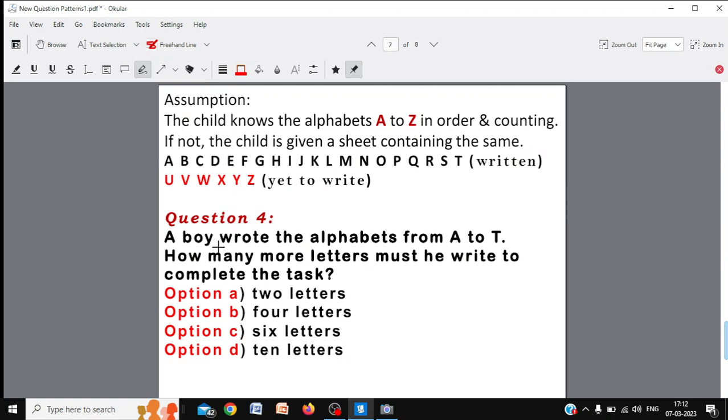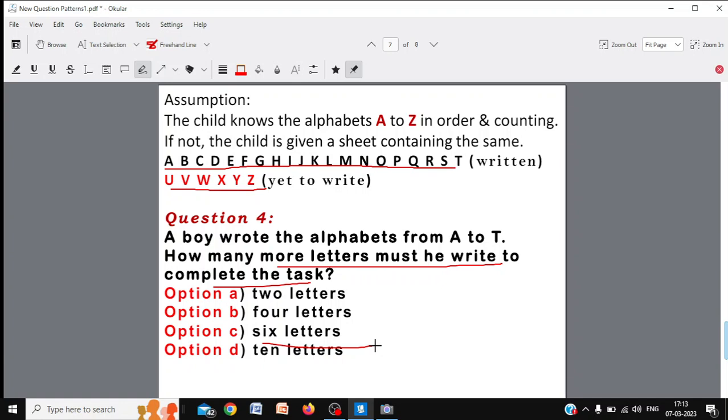Again, a boy wrote the alphabets from A to T. How many more letters must he write to complete the task? So you count how many letters he has to write. It is based on the alphabet A to Z and counting, because here you are counting 1, 2, 3, 4, 5, 6. So these are examples of some of the questions which can be based on simple concepts. As we told you, these questions are not going to come, but we illustrated what exactly understanding and application means.